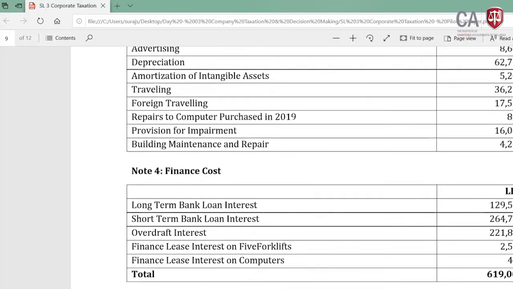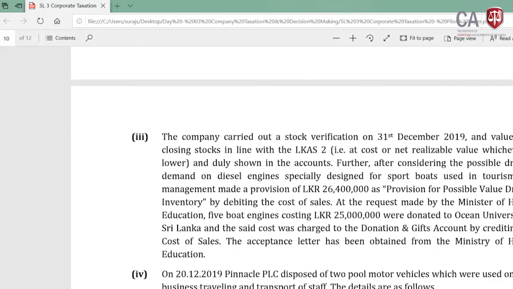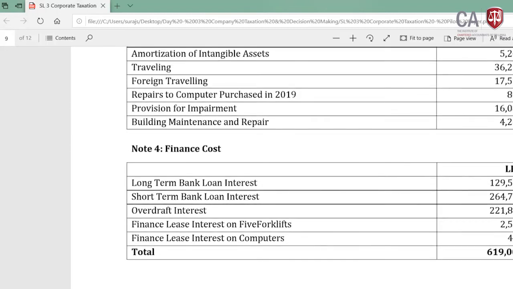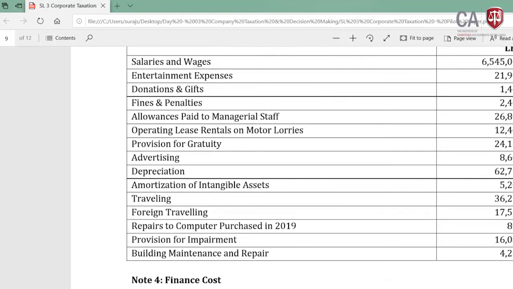It's shown that this 25 million was donated to Ocean University of Sri Lanka, and the said cost was charged to the donation and gift account. Then we assume that it has been included in the donation and gift, but the amount is only 1,470,000.